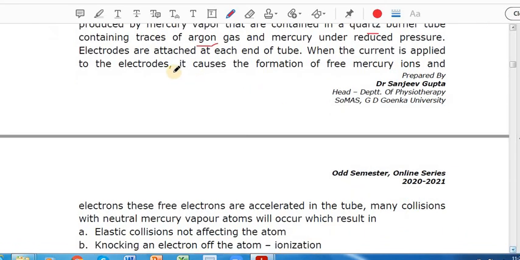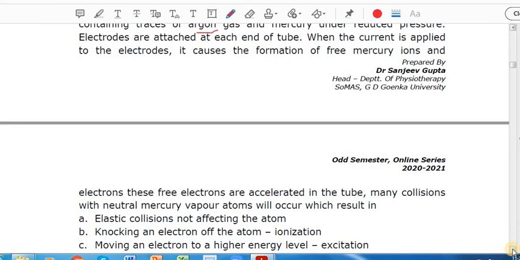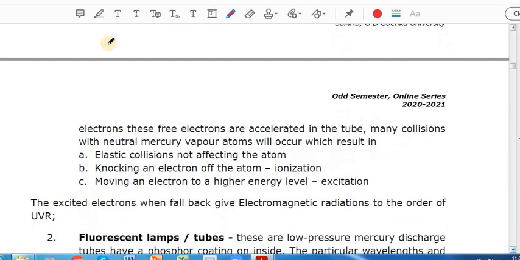Now, as I said, electrodes are there, the cathode and anode, and when the current is applied to these electrodes, the free electrons are accelerated in the tube. I just explained it to you. It is simply Joule's heating phenomenon. You have a very thin filament and the current is passed through it. You have I²RT heating, and when this heating is very, very high, we call it Joule's heating.